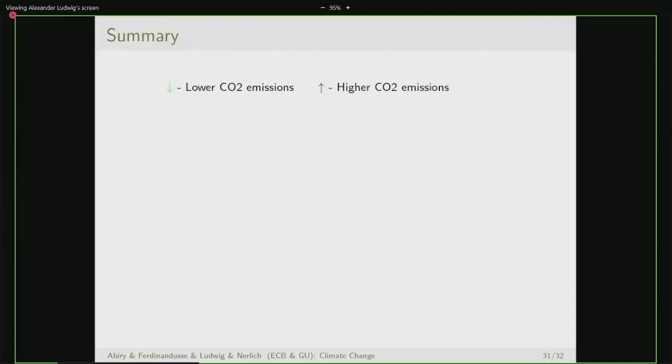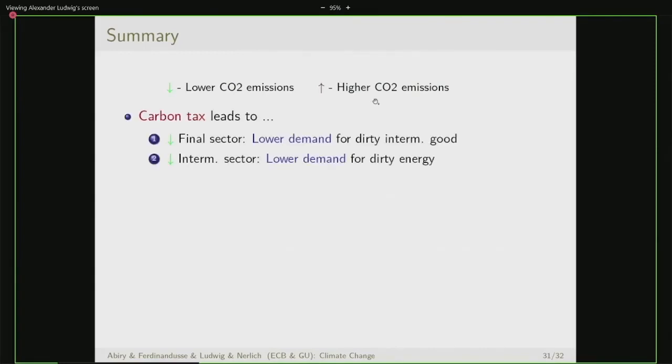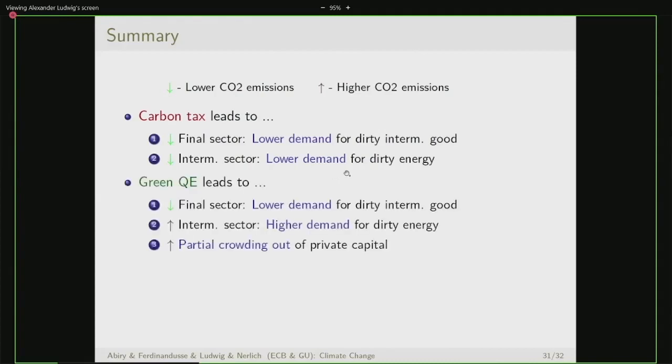Good, let me summarize here. I'm going to summarize with green arrows for effects that lead to lower CO2 emissions, brown arrows for effects that lead to higher CO2 emissions. The carbon tax leads to lower CO2 emissions because of lower demand for dirty intermediate goods and lower demand for dirty energy. Green QE leads to lower demand for dirty intermediate goods, but due to the substitution in the intermediate goods sector from energy to other factors, namely capital and labor, it leads to a higher demand for energy. And there's a partial crowding out of private capital. These effects together explain why green QE is less effective than the carbon tax.